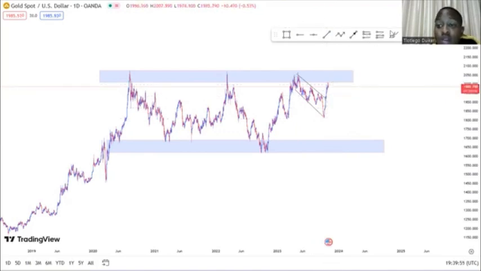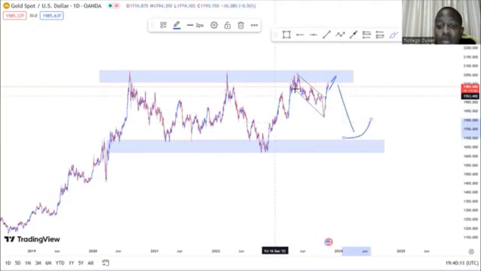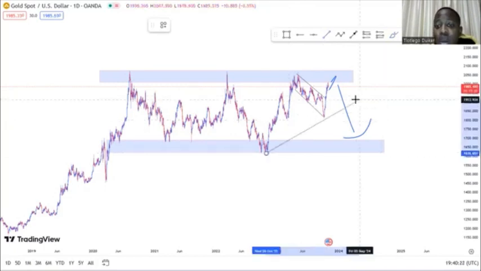For us to be looking for selling opportunities, we must wait for gold to lose strength somewhere around this zone. That's when we're going to start looking for more selling opportunities. Or gold might be giving us a head and shoulders pattern. But for now, this is a continuation pattern. So for now, you must say that gold actually looks a bit bullish.